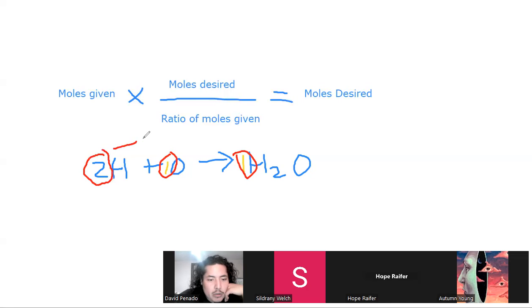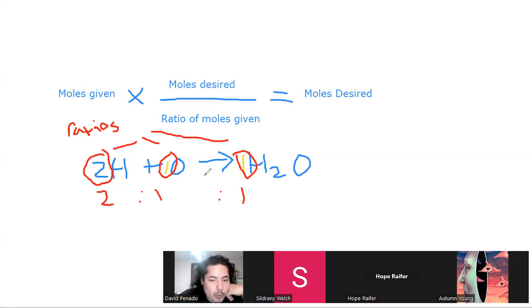So these are the ratios of moles. So the ratio would be 2, 1, 1. So that's the ratio of moles.